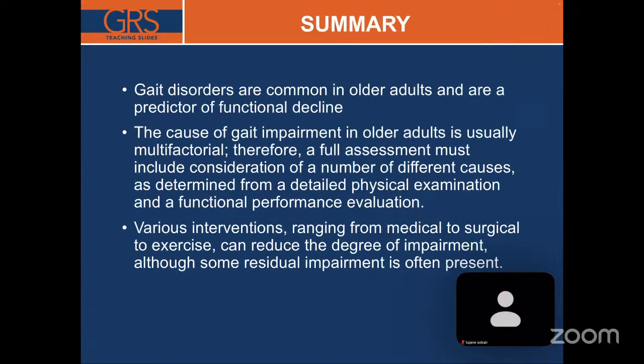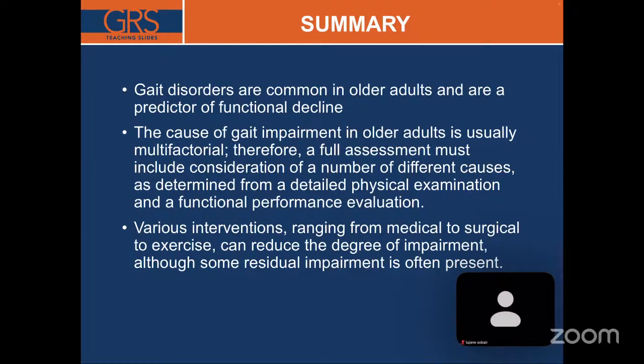So in summary, gait disorders are common in older adults and are a predictor of functional decline. And the cause of gait impairment in older adults is usually multifactorial. Therefore, a full assessment, including thorough history and examination, must include consideration of a number of different causes.